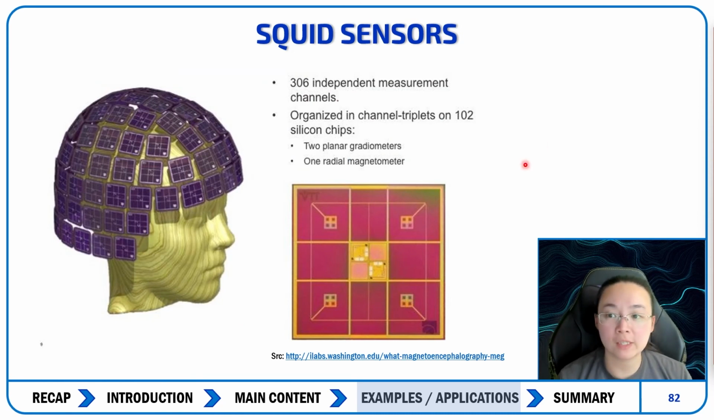So what are squid sensors made of? There are 306 independent measurement channels. They're organized in channel triplets on 102 silicon chips. There are 2 planar gradiometers and 1 radial magnetometer.